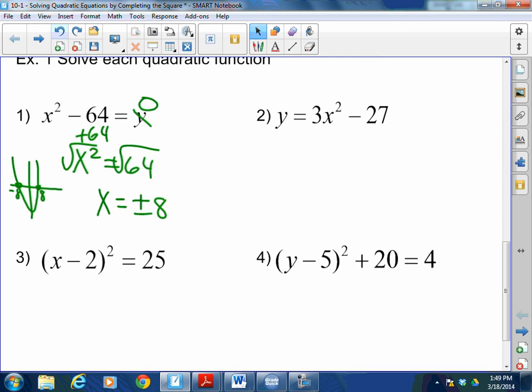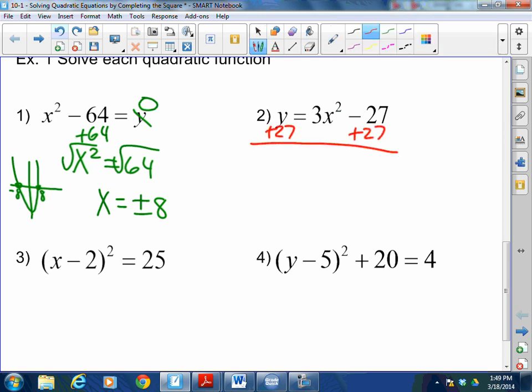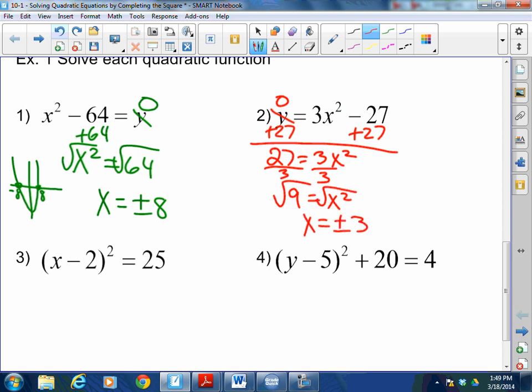Thank you. Now, add 27 to both sides. Because again, I made y 0 equals 3x squared, divide by 3. 9 equals x squared, square root both sides. X equals plus or minus 3. Don't ask me how I knew if it was going up or down, but basically what's happening here is it's going through the negative 3 and 3.